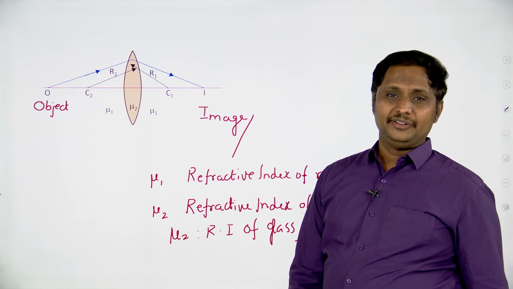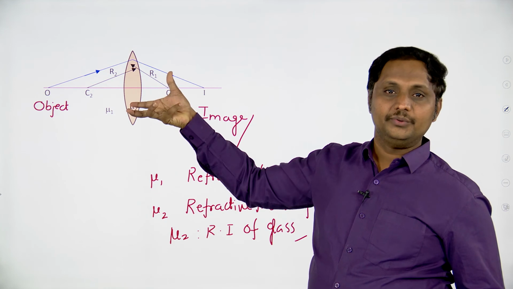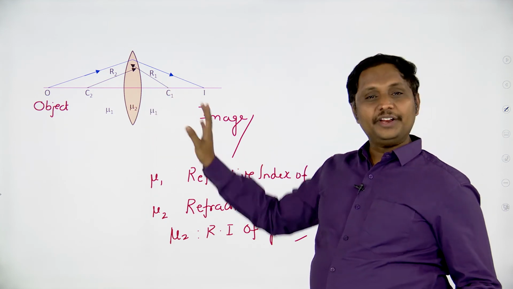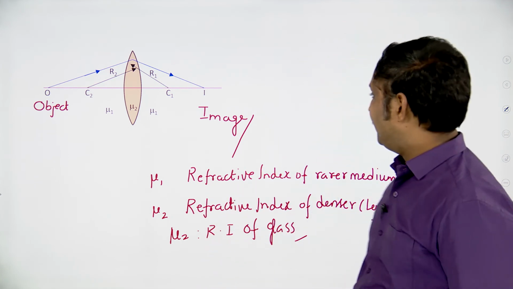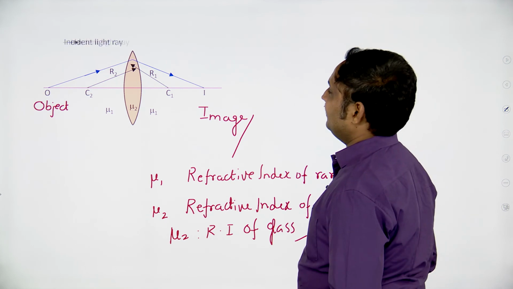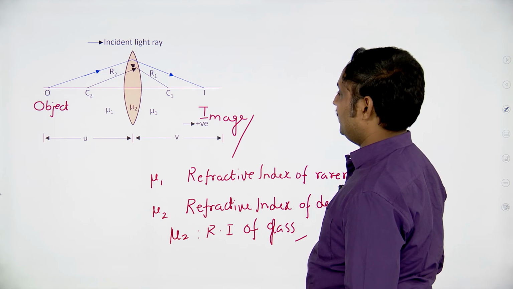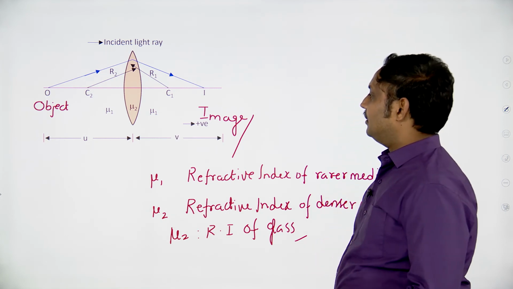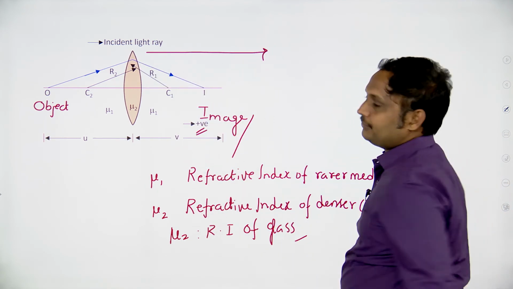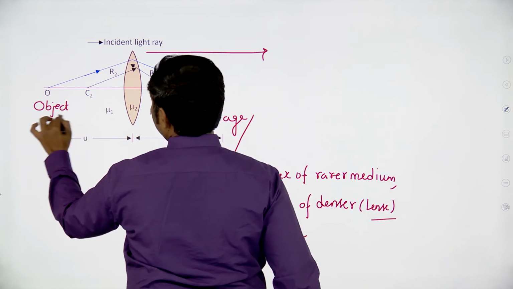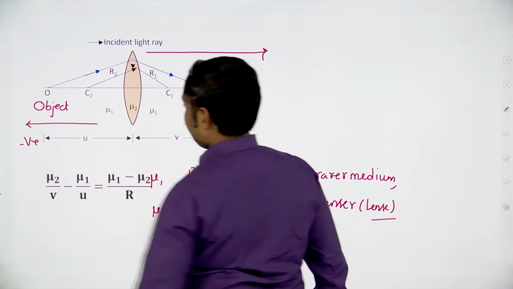Now we have the explanation about C1, C2, R1, R2 and mu1 and mu2. Now it is time to apply Snell's law. You have to see U and V, it is all about representation. In the direction of incident light, it is going to be positive, but in the direction opposite to the incident light, it is going to be negative.